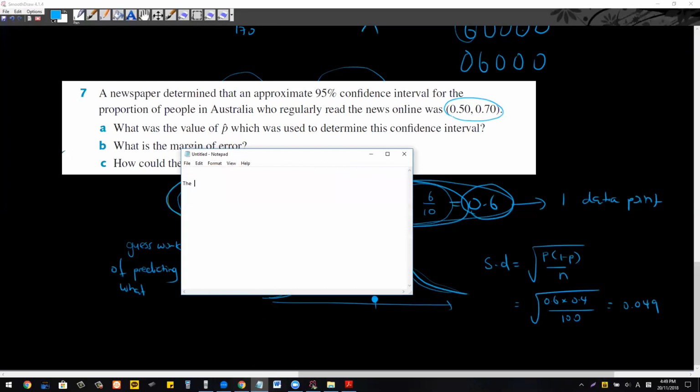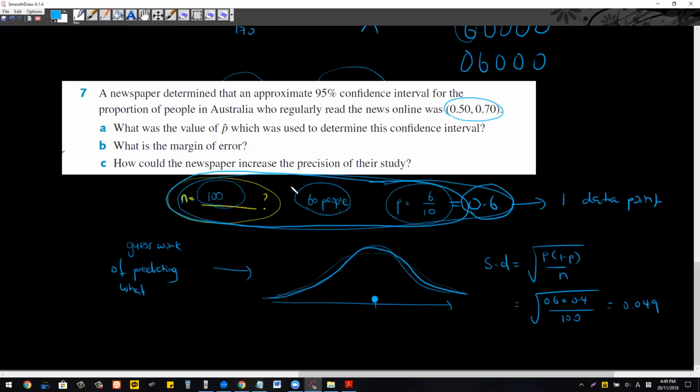Can you see this writing? The distribution is an approximation of how the sample proportions would be distributed if the survey was repeated many times. Okay? So I asked 100 people, do you read newspaper?